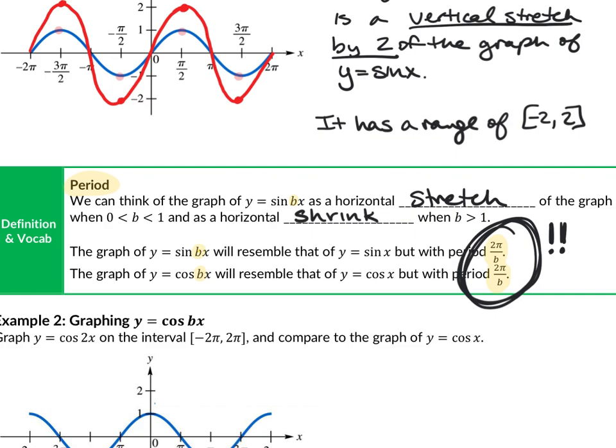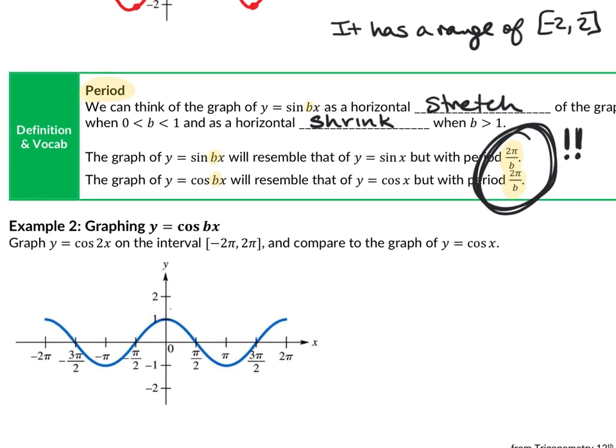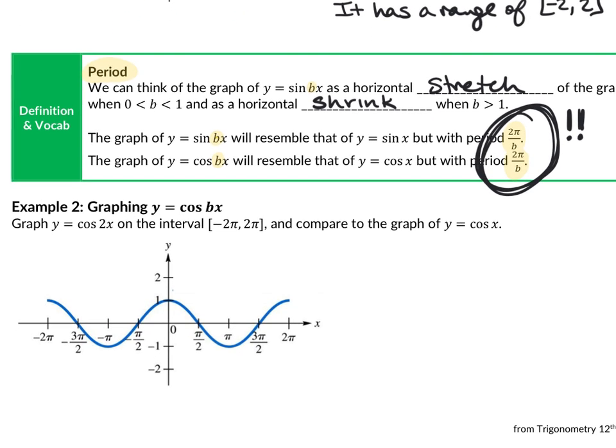Okay, so now we're going to do the same thing like we did in example 1. We're going to graph cosine of 2x on the interval from -2 pi to 2 pi and compare it with the graph of cosine of x. I've graphed cosine of x for you. We're going to graph cosine of 2x. So this requires just a little bit of work.